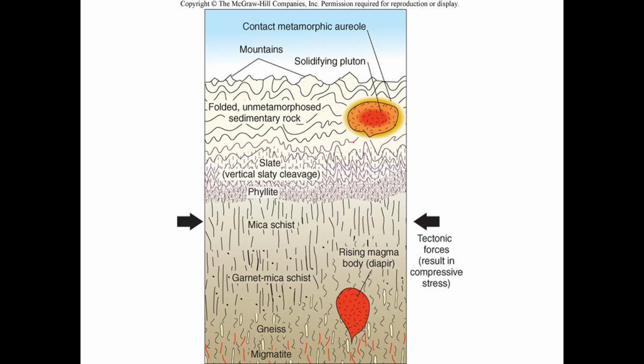So again, there's that series from slate to phyllite to schist to gneiss. These are the four I really want you to know. These are the four I'll ask you on a test question, and I'll have a little multiple choice question. I'll say, put them in order of their amount of foliation or their amount of metamorphosis they've experienced. And you'll say slate to phyllite to schist to gneiss. Cool? Cool. All right. That's all I've got for this one.